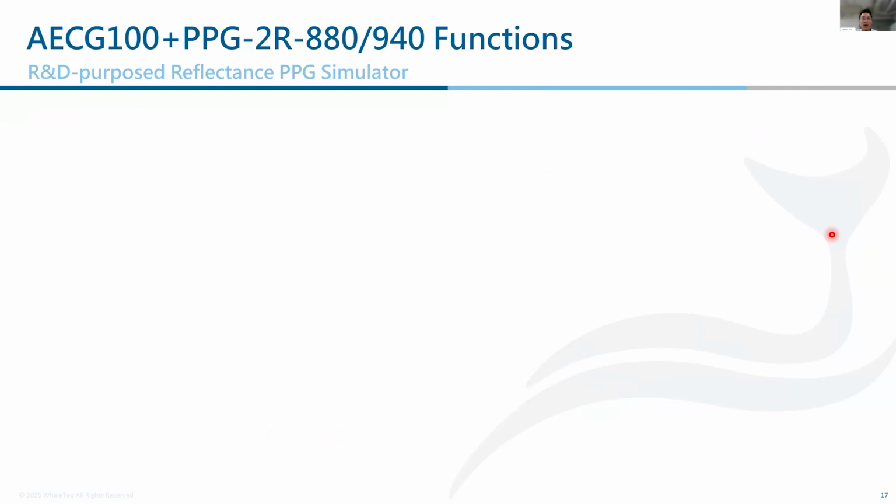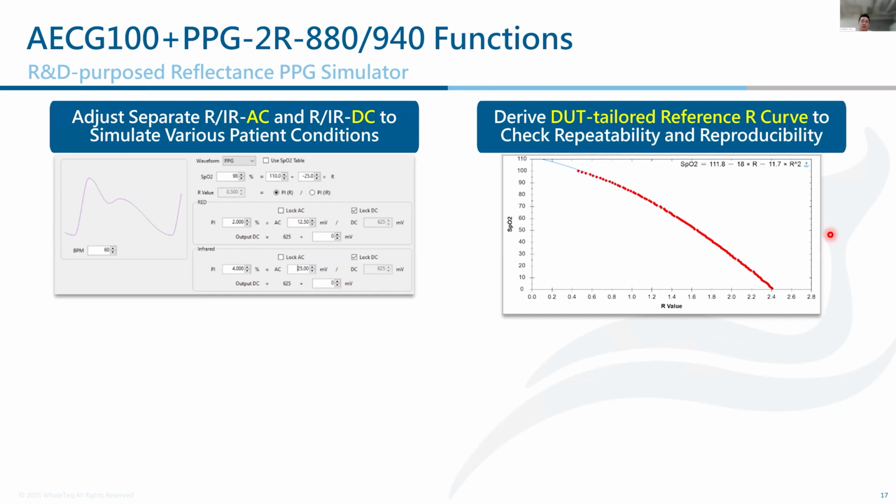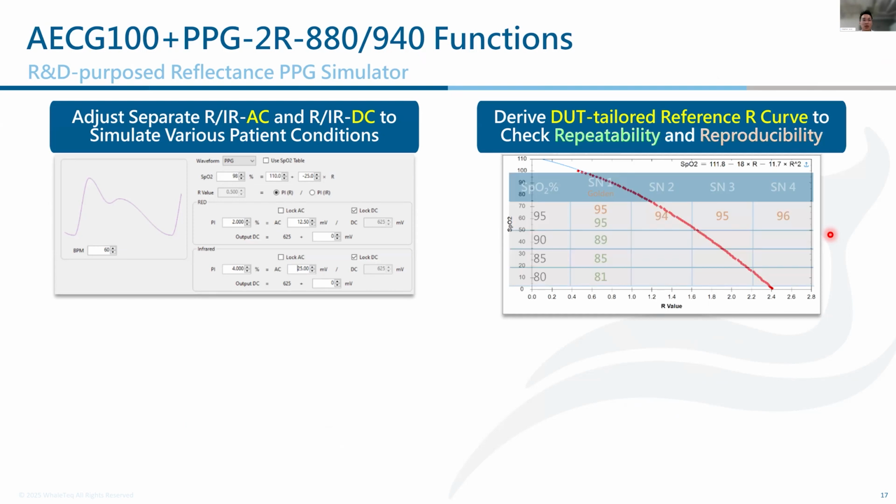So now we can wrap up the ACG. It has AC and DC of red and IR, and gives room for innovations. Each device's tailored reference R curve can check the repeatability and reproducibility. As I mentioned, the golden sample at different levels and the same SpO2 level is cross-checked with everyone to make sure of the consistency, which is the reproducibility.